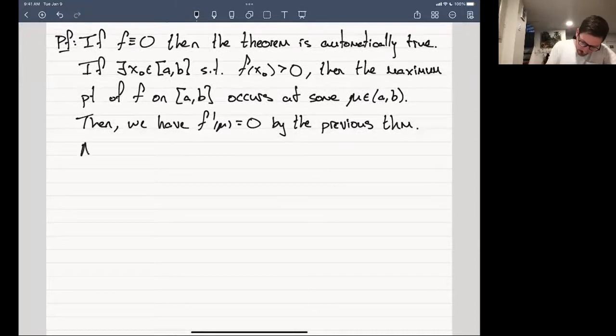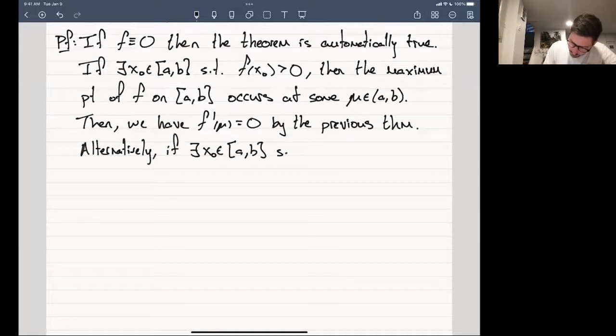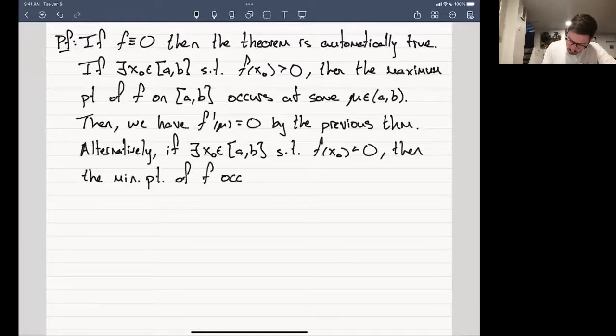So alternatively, if there exists an x0 such that you're negative, right? So we have to think about the other case. Maybe your function is negative. Then again, the minimum point of f occurs for some mu in AB, and the same argument applies.